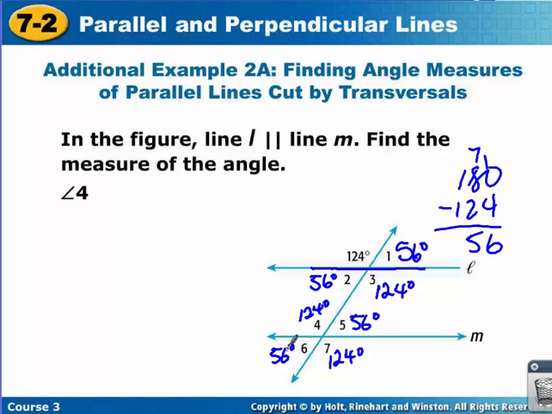So we have all kinds of relationships within parallel lines cut by a transversal. We need to make sure that we understand that corresponding angles are congruent, that vertical angles are congruent, that alternate interior angles are congruent, that alternate exterior angles are congruent.